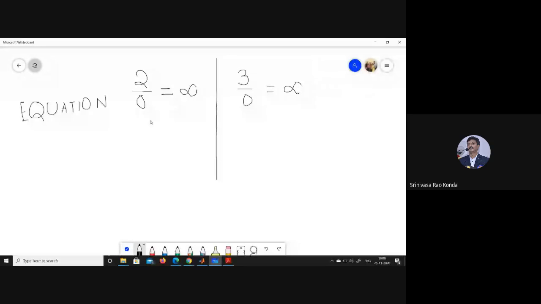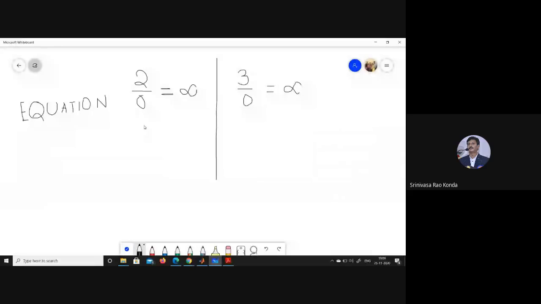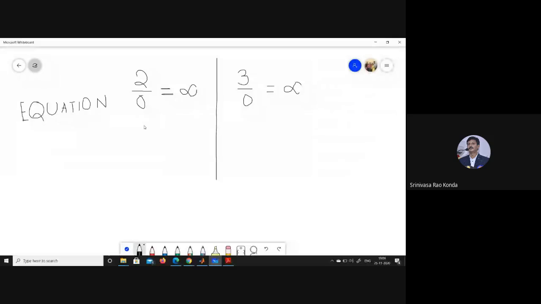definitely we can perform all elementary operations. We can perform all elementary mathematical simplifications. That means you can take cross multiplication also. 2 is equal to 0 into infinity.